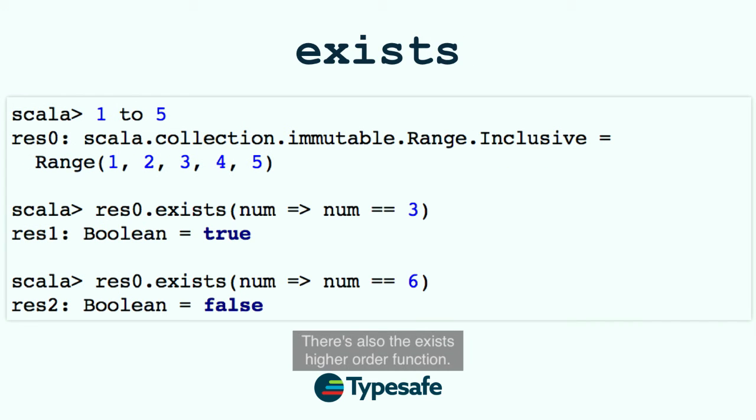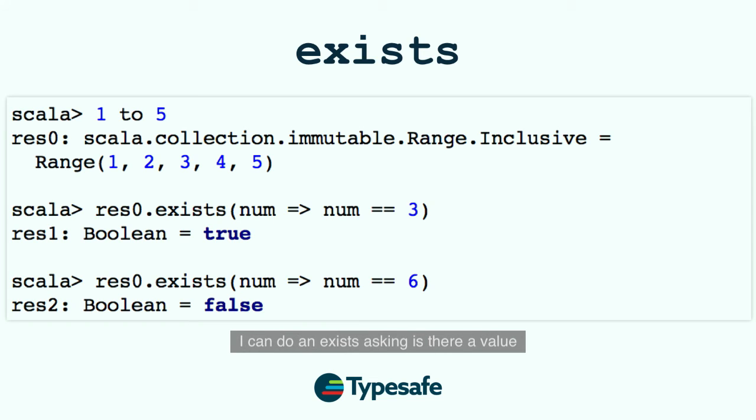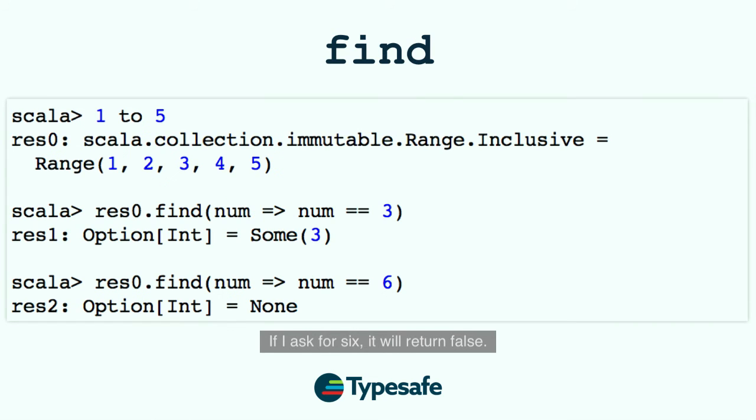There's also the exists higher order function, and if I have values from 1 to 5, I can pass in a predicate which tells me whether or not something exists within the collection, and this will short circuit when it finds the first one that meets this condition. I can do an exists asking is there a value for 3 inside of my range, and it will return true. If I ask for 6, it will return false.